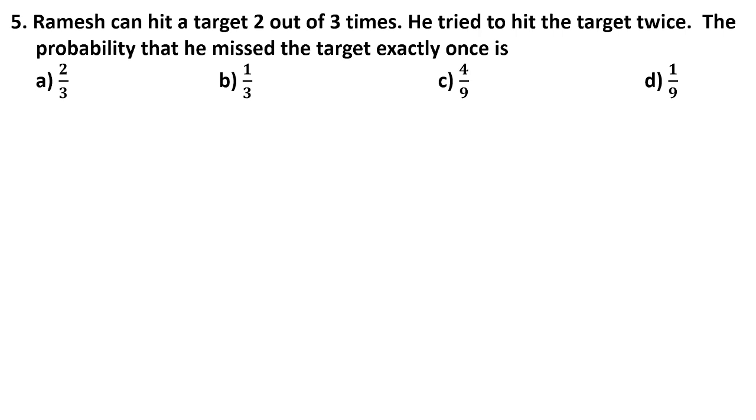Let us go to question number 5. From probability, Ramesh can hit a target 2 out of 3 times. He tried to hit the target twice. Probability that he missed the target exactly once.